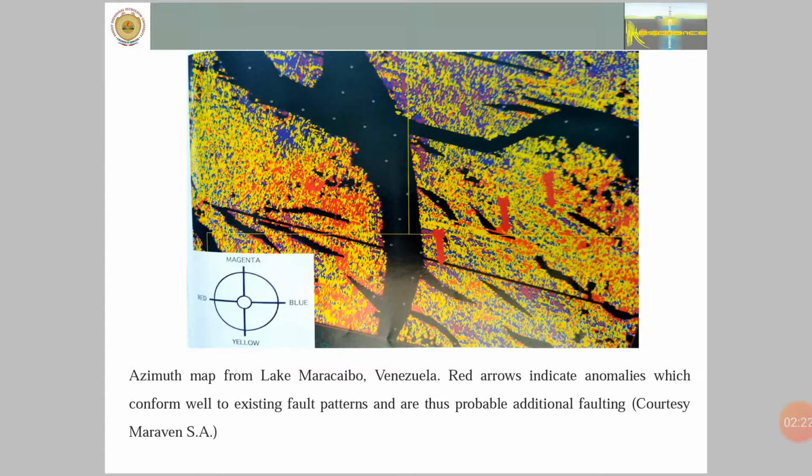In this diagram, we see the azimuth map from Venezuela. The red arrows indicate anomalies which conform well to existing fault patterns and are probable additional faulting. So for complex faulting, or faulting where there are a lot of antithetic and synthetic faults and fault patterns developed into a flower structure, maybe a positive flower structure or a negative flower structure, the azimuth map is an important attribute to be derived from the 3D seismic reflection.